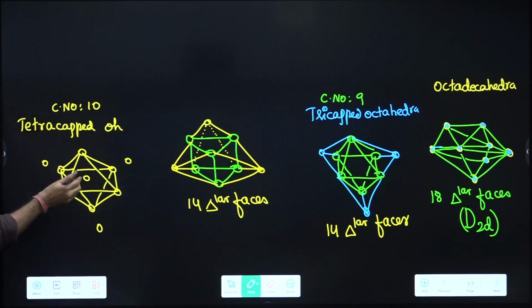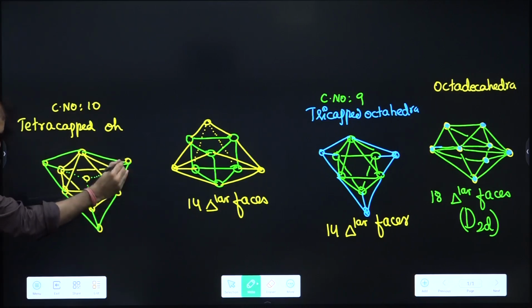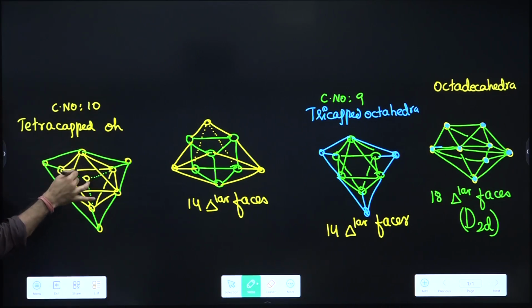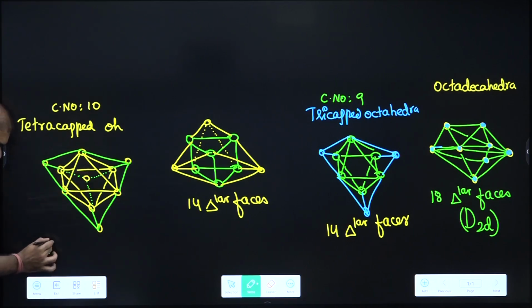The fourth one is away from you, therefore I am putting a dotted structure. It is away. This is towards you, this is towards your left, this is towards your right. Altogether how many triangular faces? The parent has 8, 4 are embedded, so 4 are coming from the parent. Each embedded face is giving you 3 more triangular faces. New faces are 12. Old faces, I mean the parent faces, 4. So altogether 16.